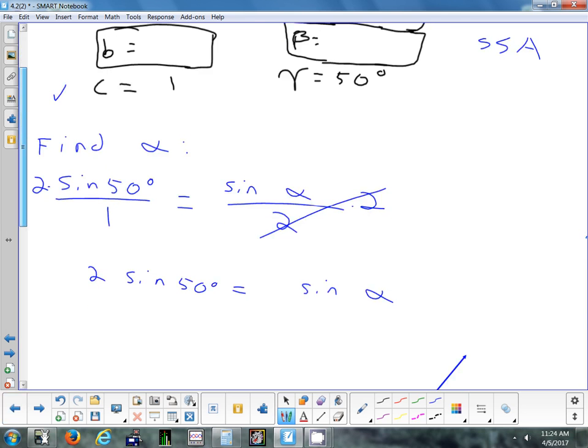Okay, and Emma, I've got sine alpha, but I want to get rid of sine. So what do I use to do that? Take the inverse of sine. Yep, I'm going to take inverse of sine on the left and on the right. And now we're going to type that in and see what we get.